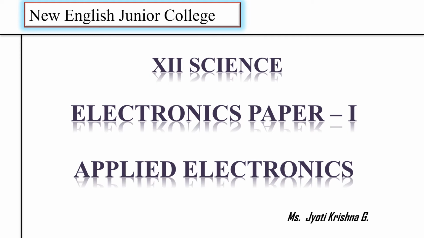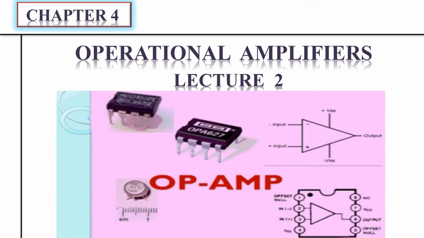Hello student. So let us start with electronics paper 1, applied electronics. We have already started with chapter number 4, operational amplifier. This is the second lecture. In the first lecture we have seen what we mean by amplifier, what we mean by operational amplifier. Then we have seen the block diagram of the operational amplifier.